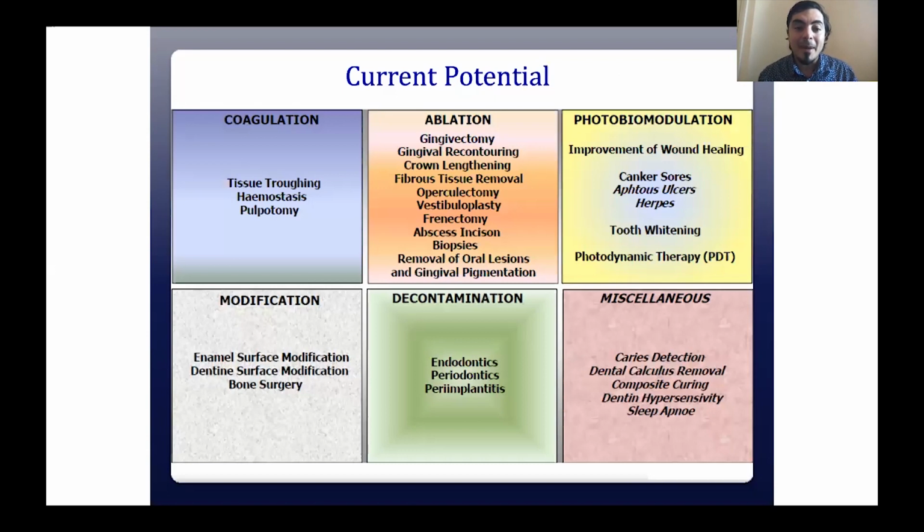So, we mentioned briefly yesterday some of the potentials and the various options that we can use lasers for, and there is a very wide array. With soft tissue lasers especially, we're going to be talking about coagulation, ablation, photobiomodulation and decontamination options, which are mainly what's covered by soft tissue lasers, and in our case especially diode lasers.